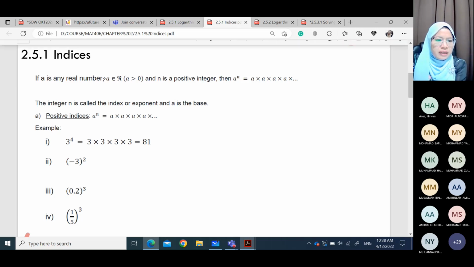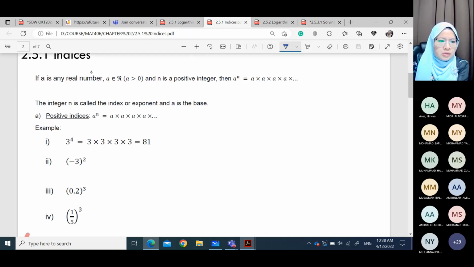Okay, so index if A is any real number, which is A is a real number. So masuk real number ni adalah any number lah. A adalah any number where A is always positive, which is A greater than 0. So bila kita katakan A ataupun apa-apa nilai yang lebih besar daripada kosong, maknanya dia merujuk kepada nombor-nombor positif.